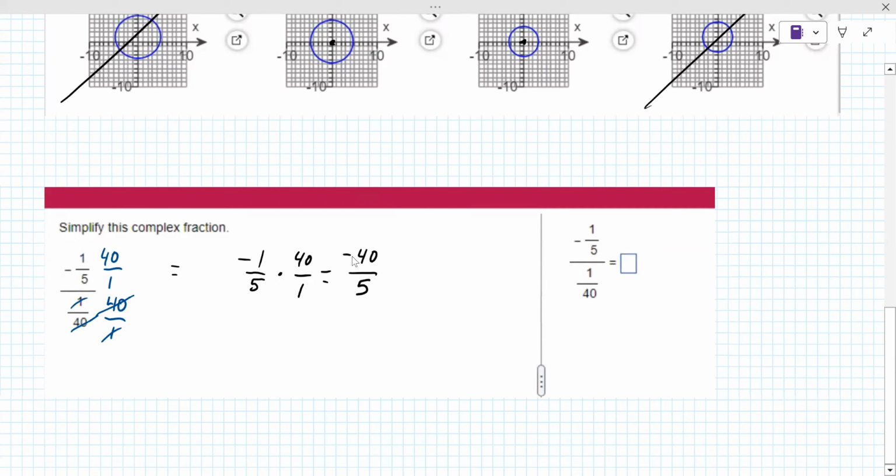Okay, so this is negative. This becomes -40 because -1 times 40 is -40. 5 times 1 is 5. That reduces to -8. Isn't that just, like, okay, yeah. That's it. Simplify. I don't know.